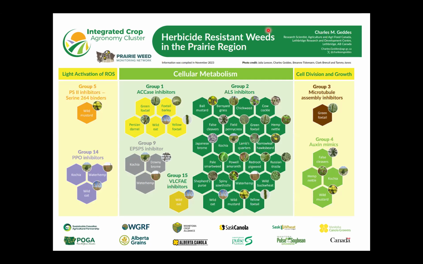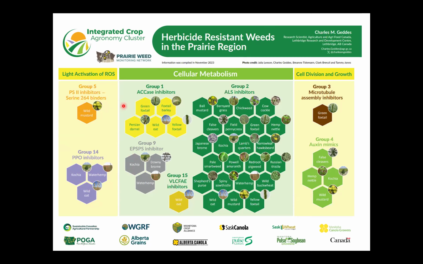And this is basically the latest copy of the herbicide resistant weeds in the prairie region. And we add to this all the time. This is separated out by groups. Here's our group 5s. Again, that's atrazine and metribuzin or Sencor, things like that. Here's our group 14 weeds. We know we have kochia, waterhemp, and wild oat are resistant to the group 14s already.